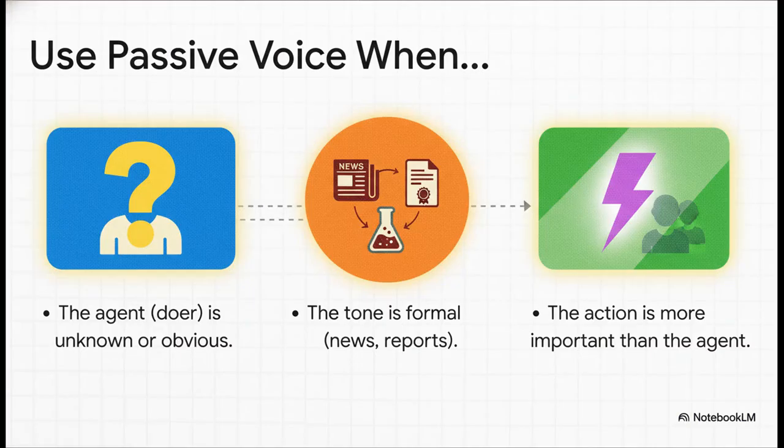Well, here are the top 3 situations. First, when the doer is totally unknown, like our cake thief, or when it's just really, really obvious. Second, you see it all the time in formal writing. Think news reports, scientific papers. It just gives things a more objective, serious tone. And finally, you use it when the action itself is way more important than whoever was behind it.